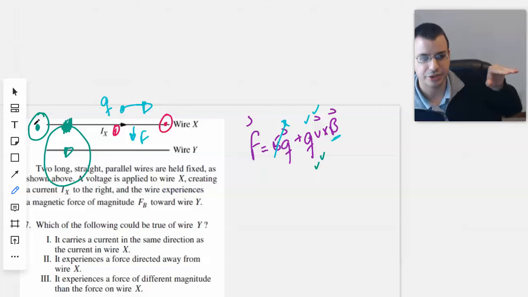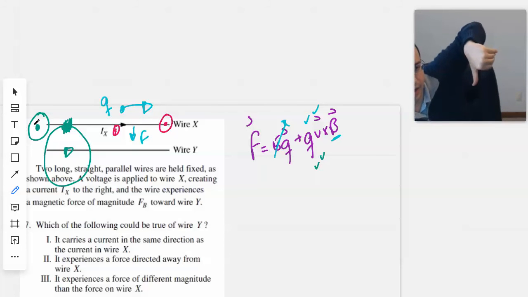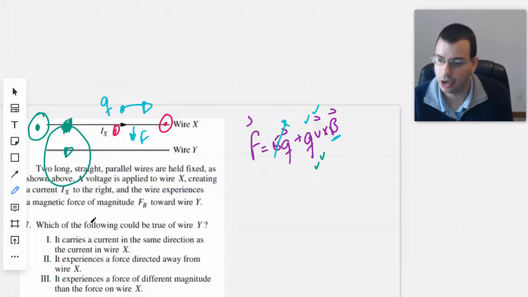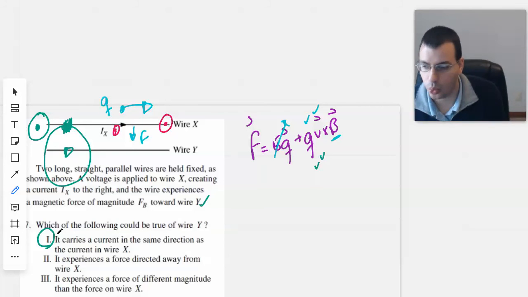And then you test your force, V, which is the charges moving in wire X, cross B, out of the board, and then the force to be the direction of your thumb, which should be down, which is what they said, so therefore we know that 1 will be correct.